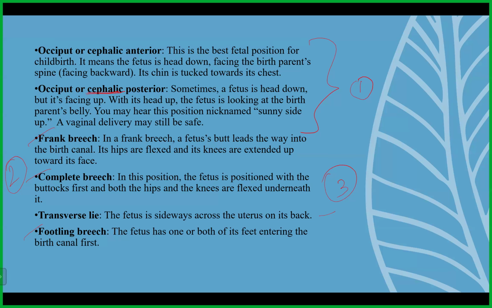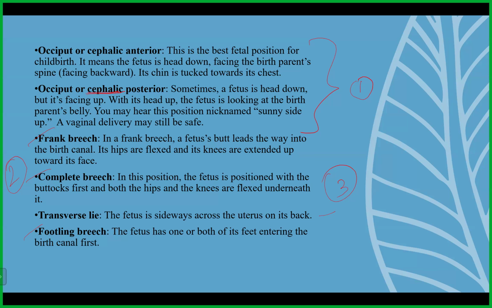Okay, Vijaya. So cephalic anterior and cephalic posterior are two types of cephalic position. It is head down position, baby is facing the spine of the mother, it is cephalic anterior. Head down position, baby is facing the tummy of the mother, it is known as cephalic posterior position.